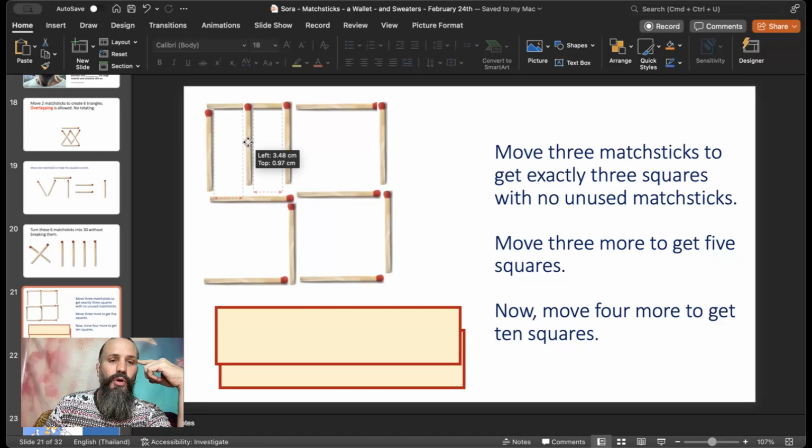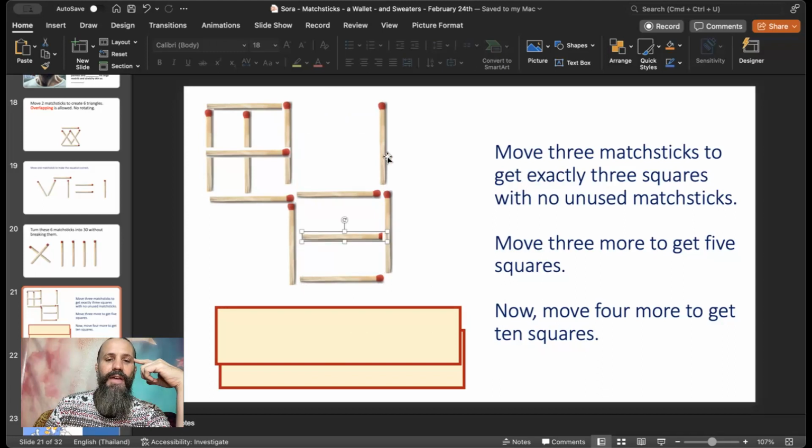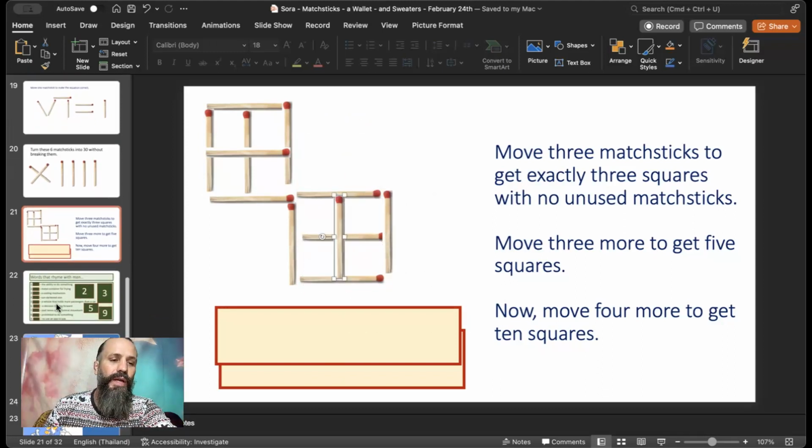This one, again, no rotating necessary. The same concept as last time. We've got 5 squares there and 5 squares here. There we go. Nicely done. And we're going to move on now.